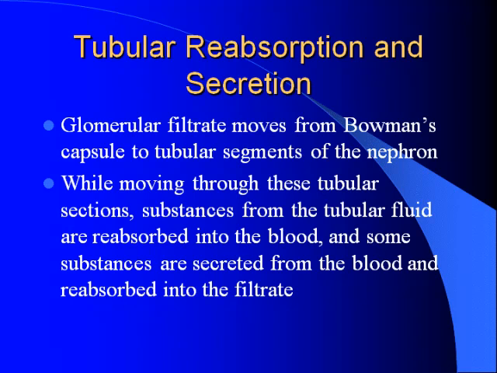Then that filtrate moves from Bowman's capsule down into the tubule segment of the nephron. And as it moves through those tubular sections, substances from the fluid are reabsorbed into the blood, and then some of the substances from the blood are secreted into the filtrate. So basically anything that's useful for the body that can be reabsorbed out of that filtrate will be reabsorbed so the body can use it again. If it's considered waste or toxic and it's in the blood, then hopefully it will be moved from the blood into the filtrate so that it can then be excreted out as urine.